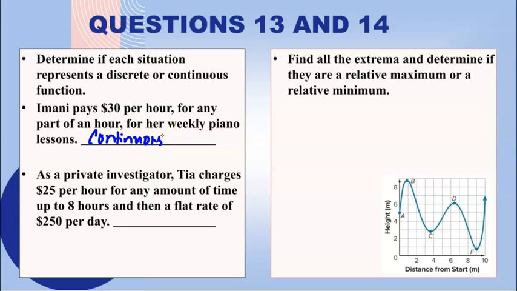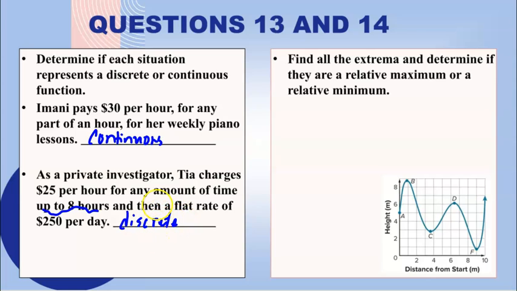The last one, as a private investigator, Tia charges $25 per hour for any amount of time up to 8 hours. That's a key phrase right there. Up to 8 hours, it's $25 per hour. After 8 hours, then it's a flat rate of $250 per day. That means anything after it, you automatically pay the $250. So there's a gap in there, so it cannot be continuous. That means this would be discrete.